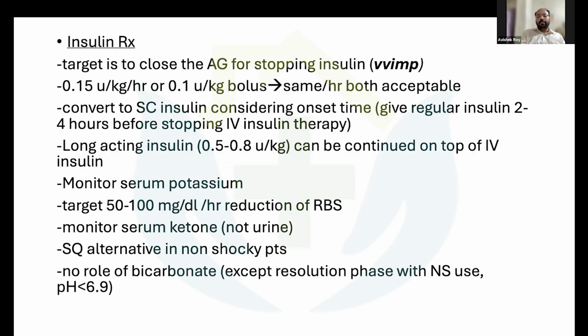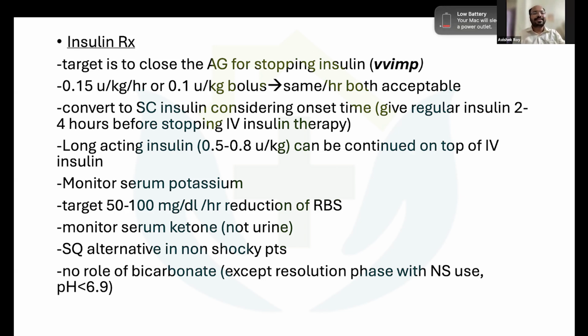Now coming to the insulin treatment, very, very important. These are the bullet points to remember during management of DKA. The target of insulin therapy is not to lower sugars, or to reduce some other markers, or to reduce ketone bodies by some method. They are the markers of how well it is acting. The actual marker is closure of the anion gap. If your anion gap is closed, that is the actual indication that your insulin is working, and that is the end point of insulin therapy. So you have to remember this.